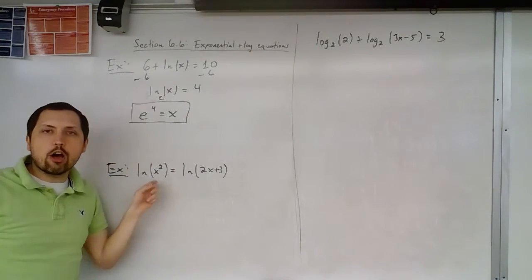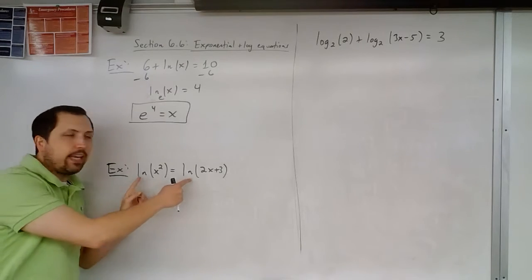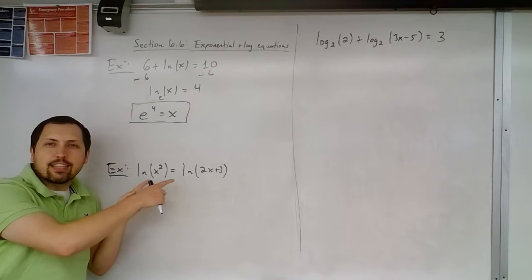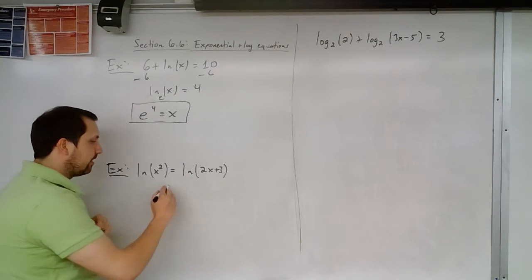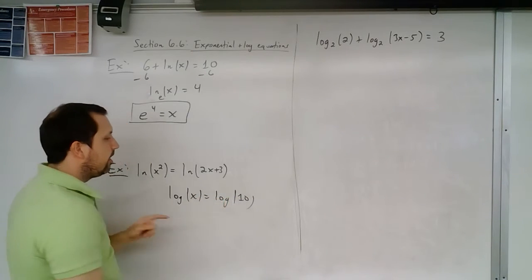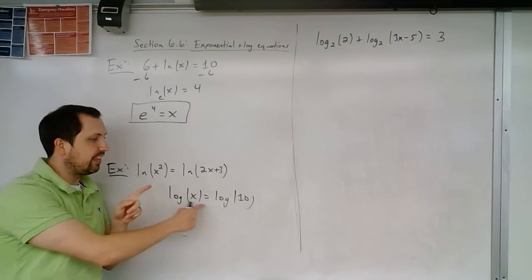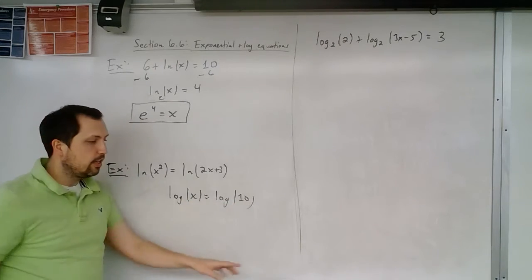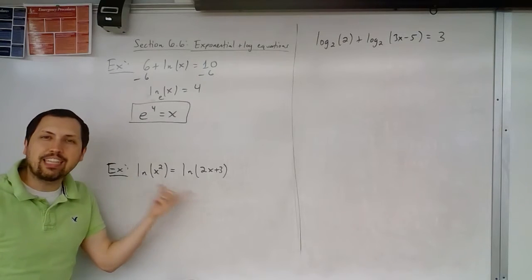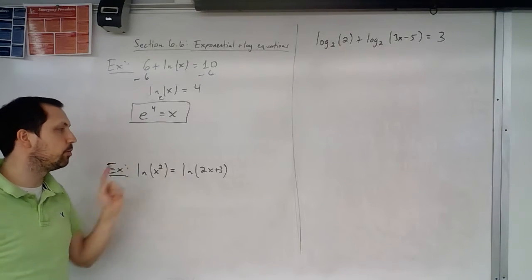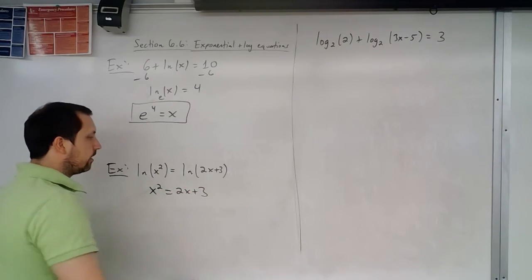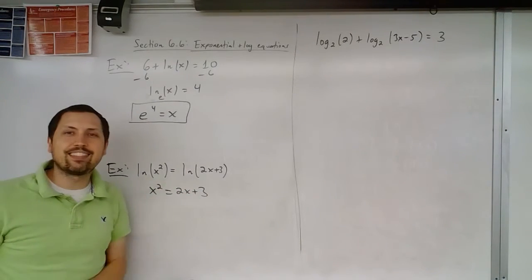Here, if I have two logarithms that are equal to each other, if the bases are the same, well, the insides must also be the same. Right? If I have, for instance, say log of x is equal to log of 10, the only way for these two to be equal to each other is if the inside, this x, is equal to 10. So if I have this, I'm just going to set the insides equal to each other. So I have x squared is equal to 2x plus 3.